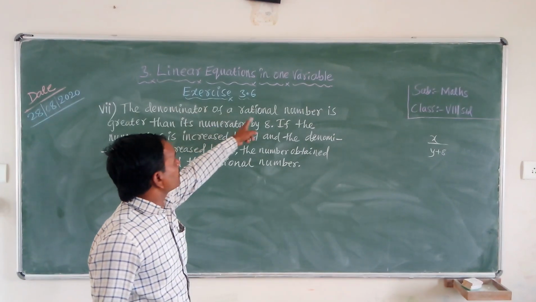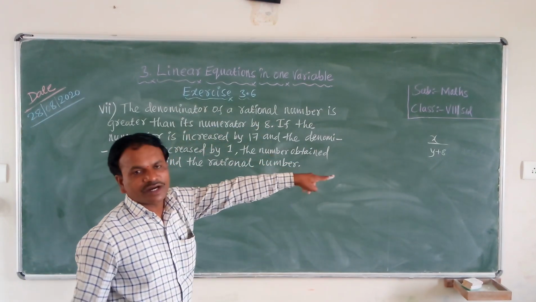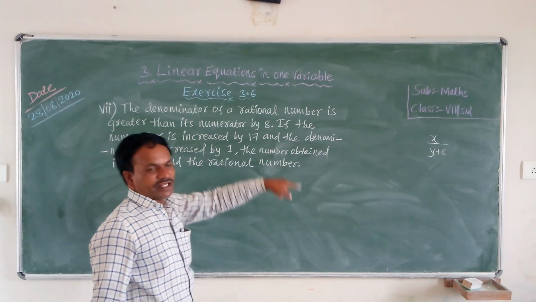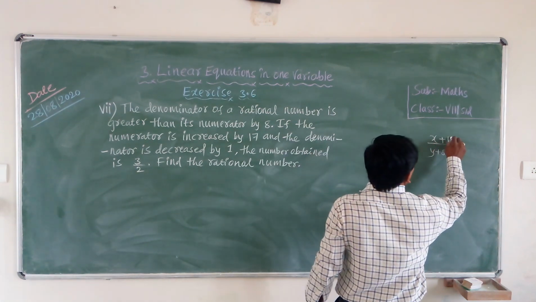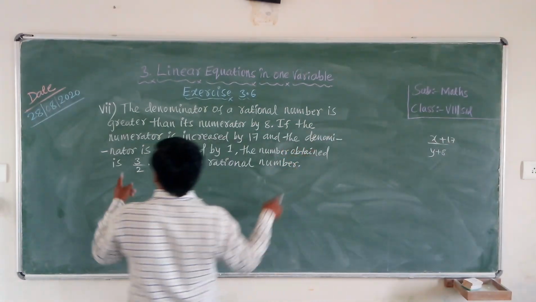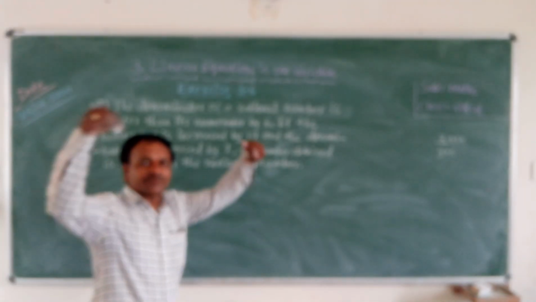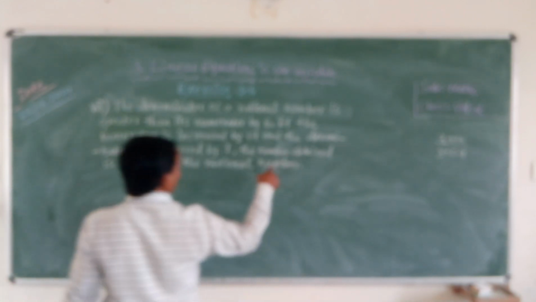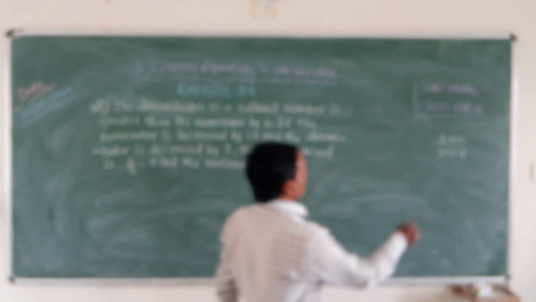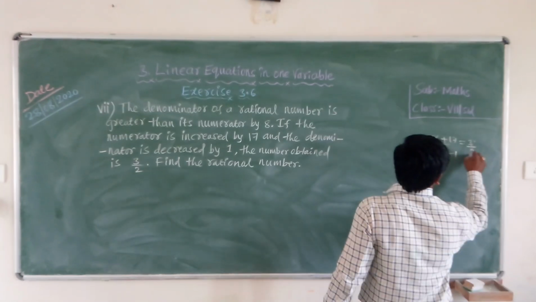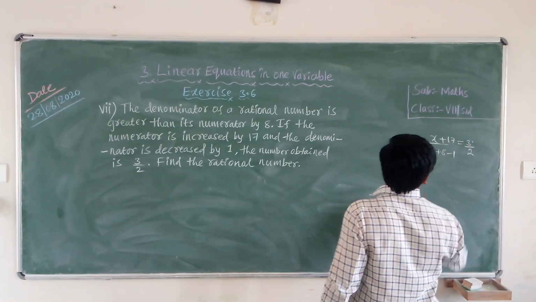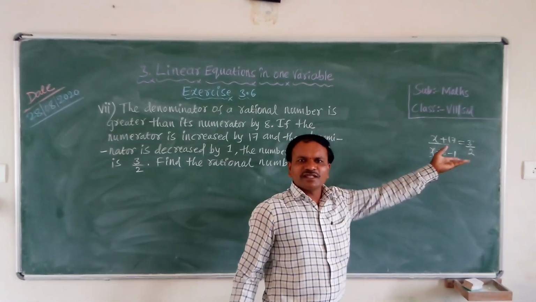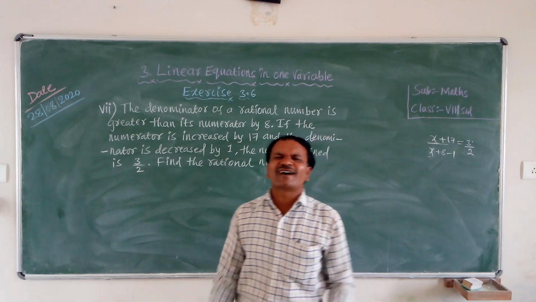The denominator of a rational number is greater by 8. If the numerator is increased by 17, increased numerator means plus 17, and the denominator is decreased by 1, decreased means minus 1, the number obtained is 3 by 2. Find the rational number. So the equation is ready.